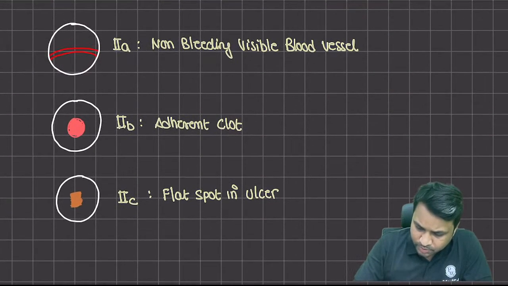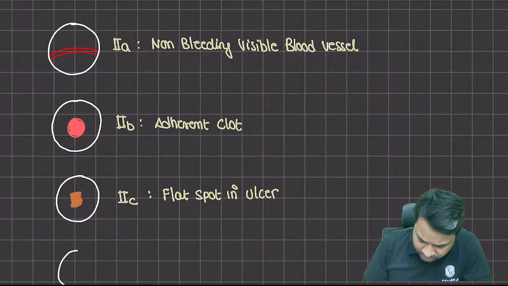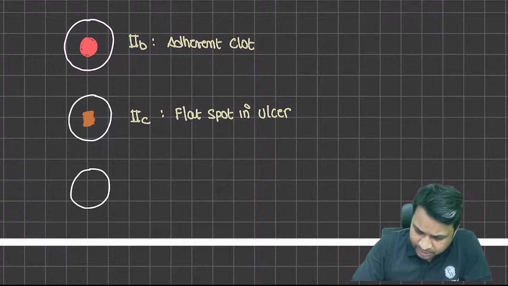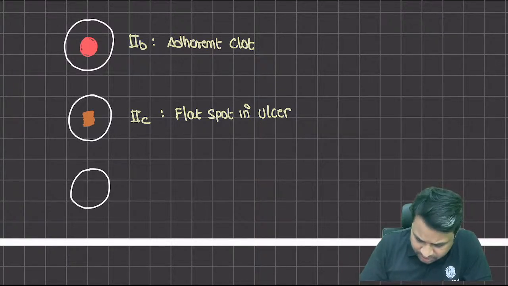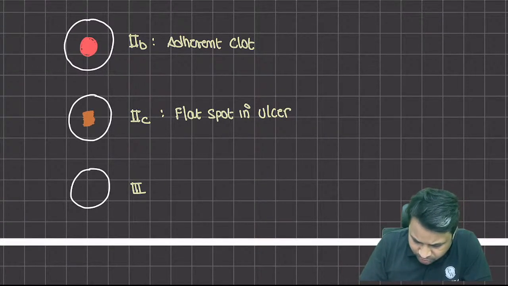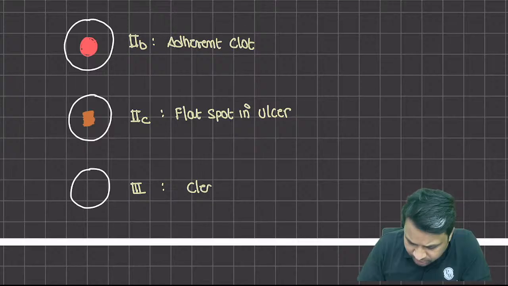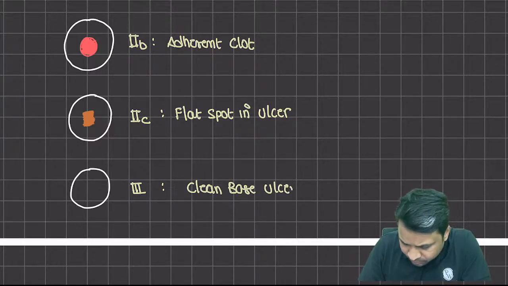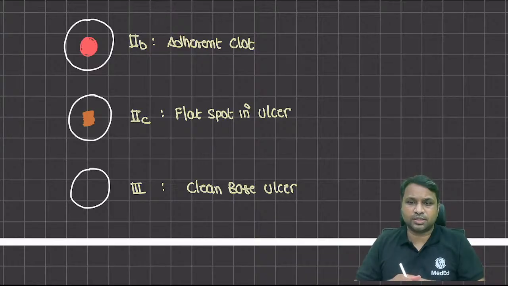And the last one, you can see only the ulcer, nothing else. The clean base ulcer. It is the type 3 variety, or I can say the class 3 variety, where you have a clean base ulcer.